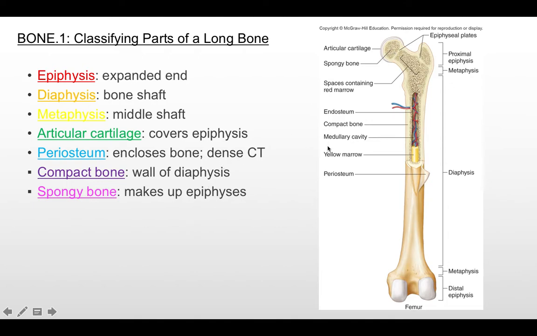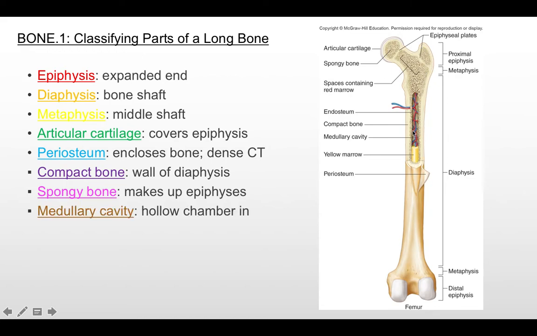We'll find compact bone mostly in the diaphysis, in the wall, and then we'll find spongy bone kind of all over. It'll be in the epiphyses, it'll be lining this middle cavity we see here in the diaphysis. Spongy bone is all over, but you can definitely notice a layer of compact on the outside.